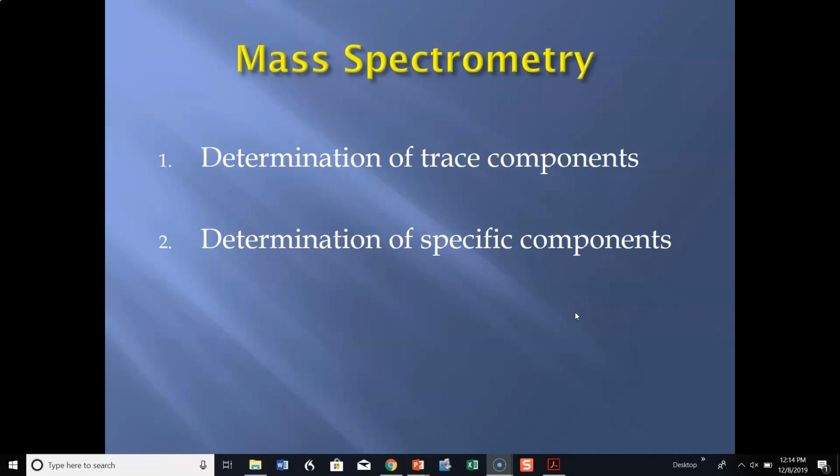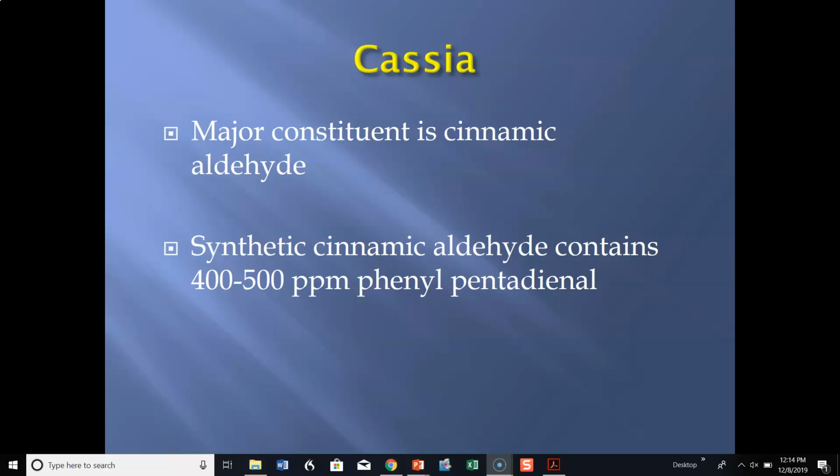Next section we talked about was using mass spectrometry to identify adulterated products. And so you'll see two approaches here. This is an example of cassia. The major flavor constituent in cassia is cinnamic aldehyde. But with the idea of adding synthetic cinnamic aldehyde, the synthetic material contains 400 to 500 parts per million of phenylpentadienyl, which is a byproduct of organic synthesis. So what you do is you look for trace amounts of this phenylpentadienyl.